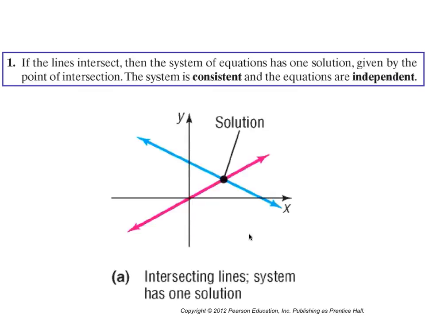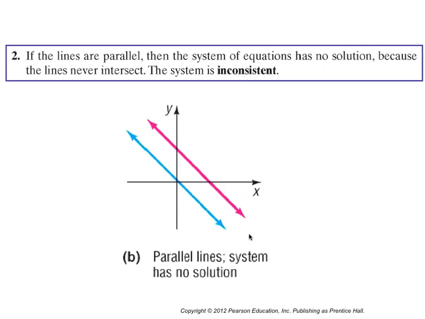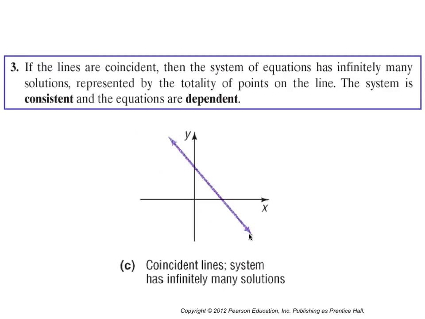So again, just to wrap up, we have three different things that can happen. We can have a consistent system where the equations are independent, which is where we have one solution, and this is the one that's most typical. We can have an inconsistent system where we have no solutions at all because we have parallel lines, or we can have a consistent system that has solutions where the equations are dependent. So all of the solutions are on that line. It's going to have infinitely many solutions.